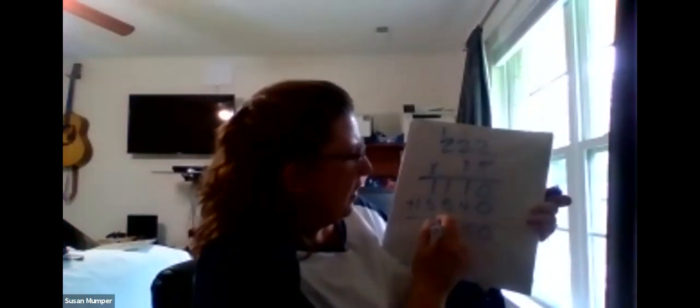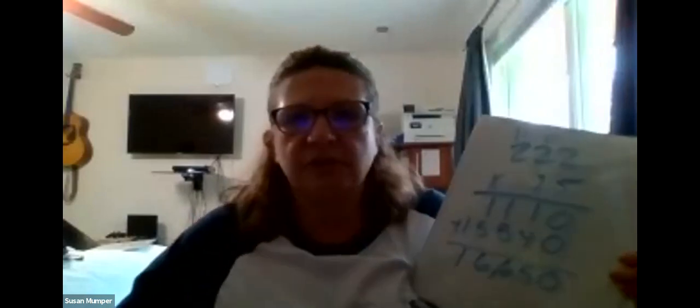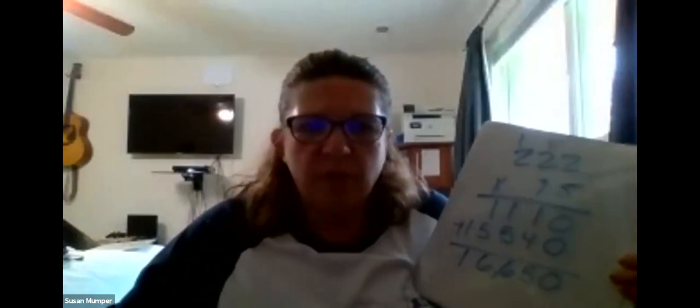Now we add these two rows together. 0 plus 0 is 0. 1 plus 4 is 5. 1 plus 5 is 6. 1 plus 5 is 6. And 1 plus 0 is 1. Comma, we go 1, 2, 3 places in and put our comma. So the answer to this one is 16,650.